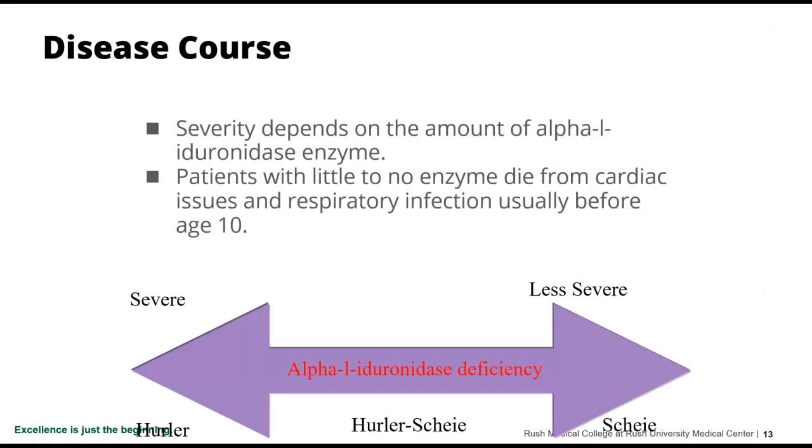So here we have Hurler syndrome has pretty much no enzyme, and most of these patients die of cardiac and respiratory complications before age 10. Scheie has maybe 10%, Hurler-Scheie maybe 5%. So as I was saying, one gene probably doesn't work at all, and one gene works a little bit. And the enzyme activity can help me determine it, but the reality is, what's the difference between Hurler-Scheie and Scheie?